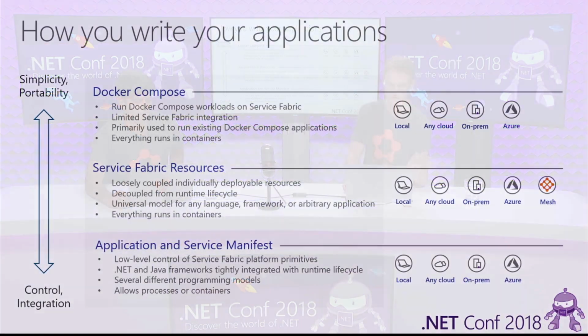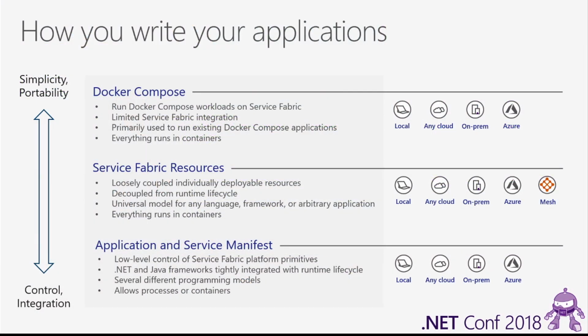Docker Compose is just a way to support existing applications. If you're using Docker Compose today, you can always deploy those to Service Fabric. But the two that I want to focus on are the ones below. The application and service manifest is what we showed you initially with the voting application, and that was that style where you're defining types and you're using the reliable services framework and you're deriving from base classes. And this gives you a lot of low-level control over the Service Fabric runtime and the platform. So you can use a lot of the Service Fabric primitives, and it's a very powerful thing to do, but it does tie you down to the platform, and it is a little more difficult to use than just writing a plain ASP.NET Core application.